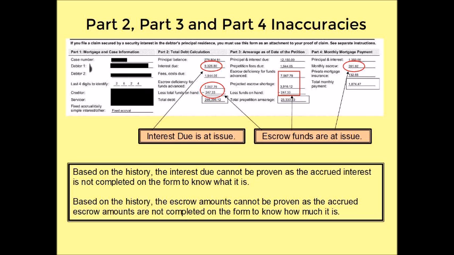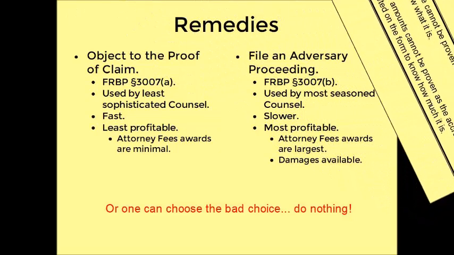What we see here is the interest is at issue, the escrow funds are at issue. What we've identified is that there's problems with the proof of claim. And this is all the common problems that you have with these proof of claims. And so we know that. So big deal. What do we do next? 3 ways you can go. Let's talk about the worst case scenario.